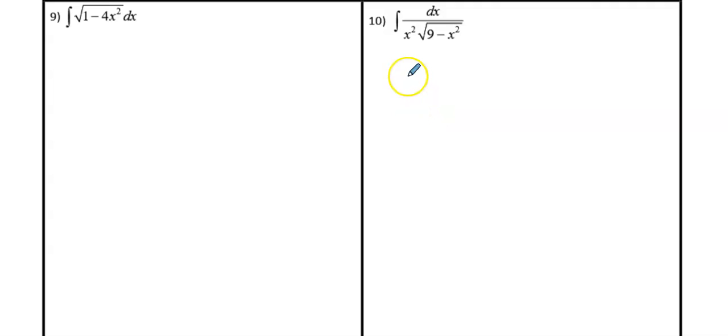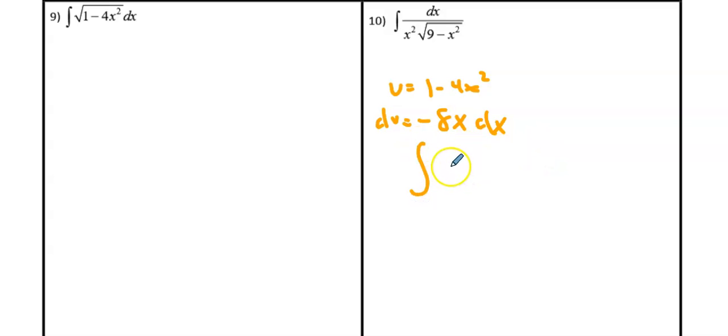Now, I'm going to write it over here that if we wanted to use u-sub for this problem, u would be 1 minus 4x squared. Our derivative would be equal to negative 8x dx. So we can't use u-sub because there's no x there. I could essentially rewrite this problem like this, and then this would be the technique you would use, but again, we're not going to use u-sub here because there's no extra x there.